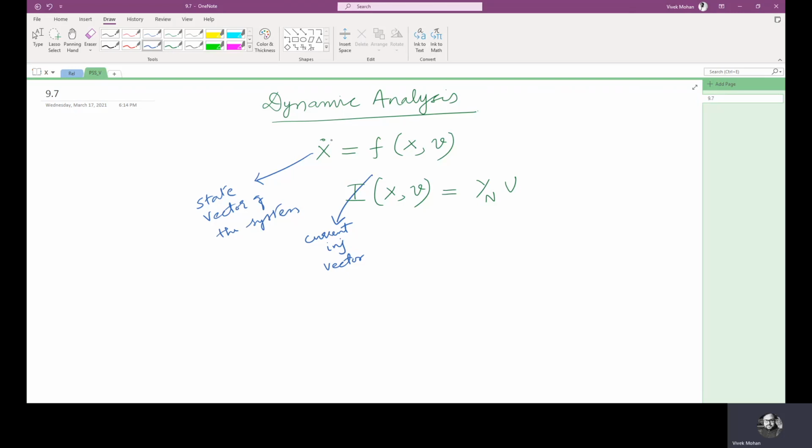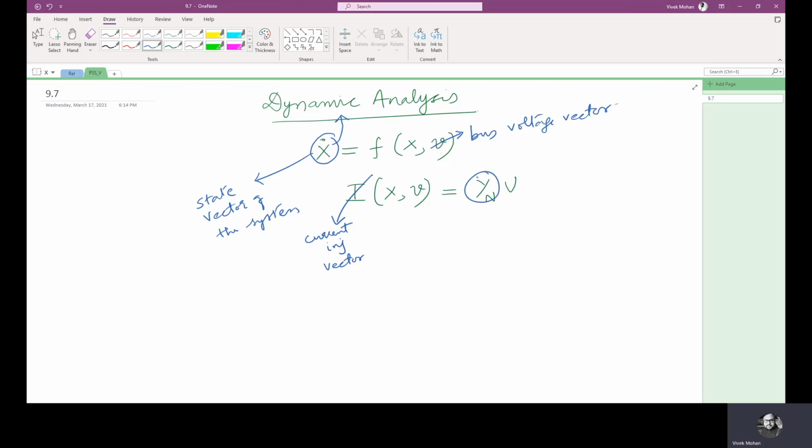So by this x dot representation itself, we can understand that we are interested in the dynamic analysis, because this is the rate of change of the state variable value with respect to time. We are interested in x dot. Now V is the bus voltage vector.